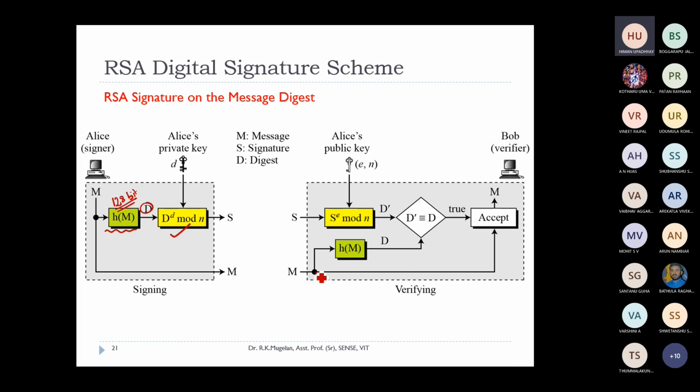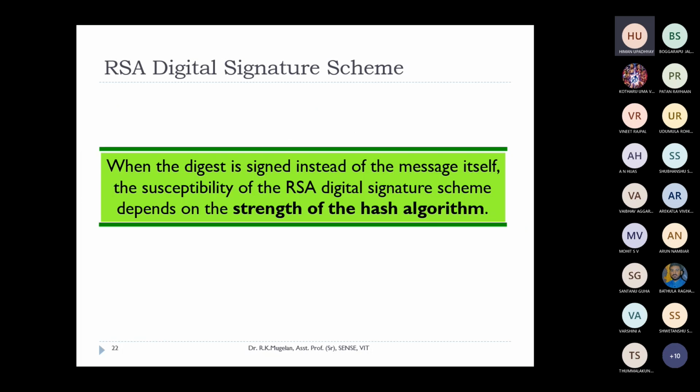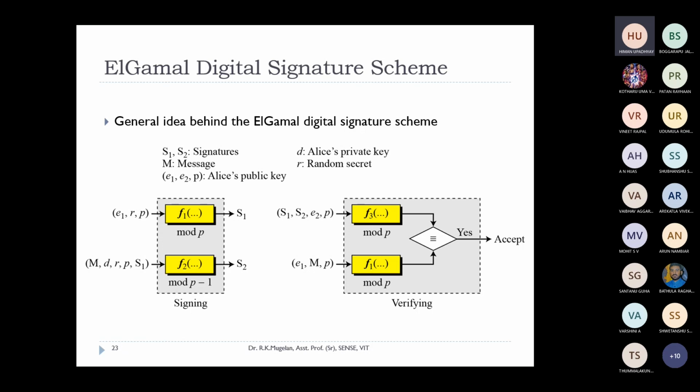At the receiver end, once the message is received, they hash it and compare only the digest value. They are not comparing the message value because they are signing only the digest. If the digest value is the same, then obviously there's no change in the message, so it will be accepted. This is another way to apply your RSA based scheme, on the digest. When the digest is signed instead of the message itself, you make the system more robust, based on the strength of the hashing algorithm.